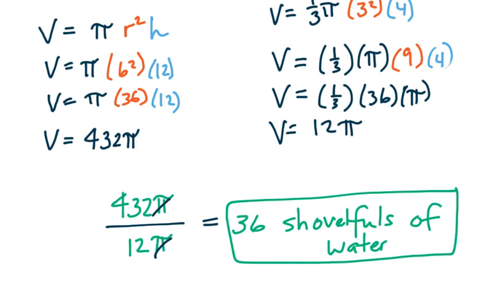Because pi over pi is 1, just like anything over itself except 0 over 0 is also 1. So 432 divided by 12 is 36. What does that mean? It's going to take 36 of these so-called cone-shaped shovelfuls. It's going to take 36 of these shovelfuls of water to fill that bucket.